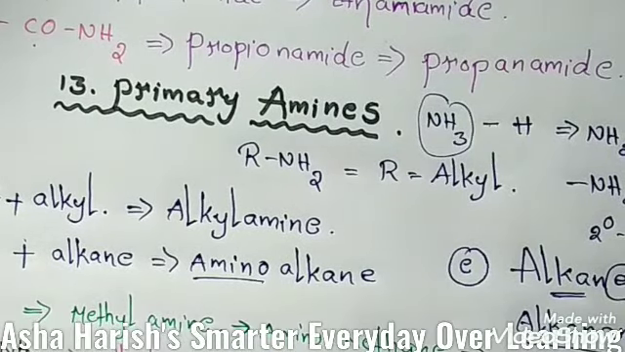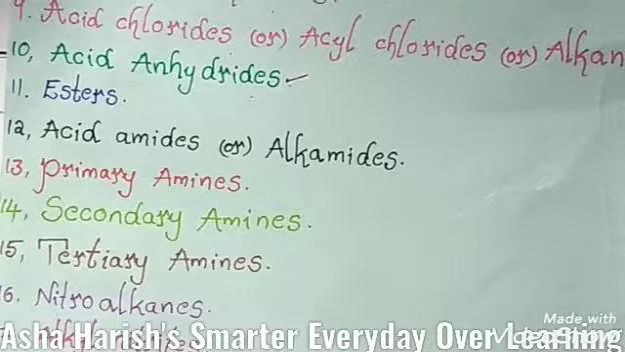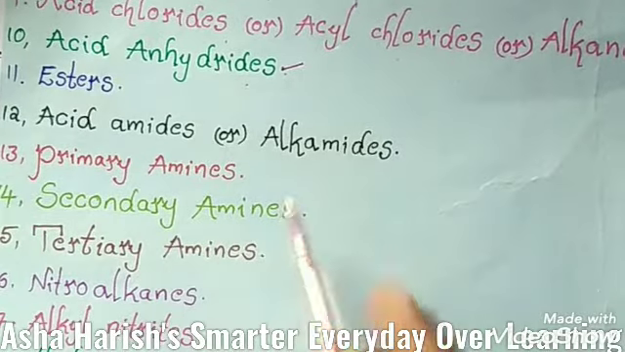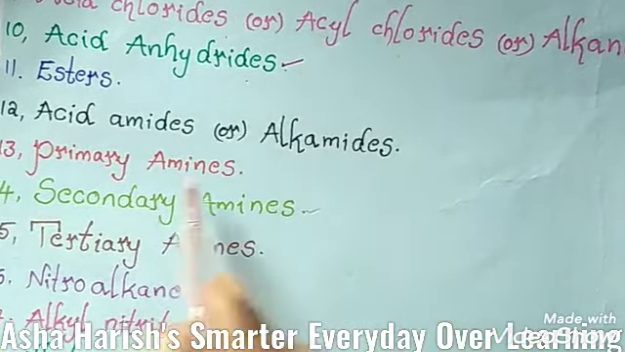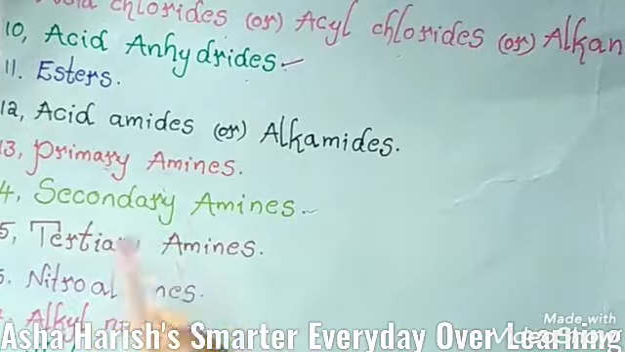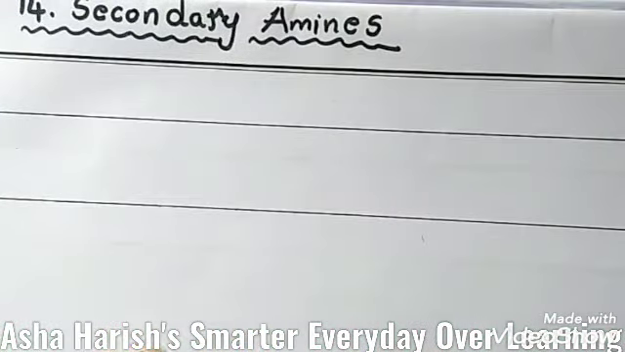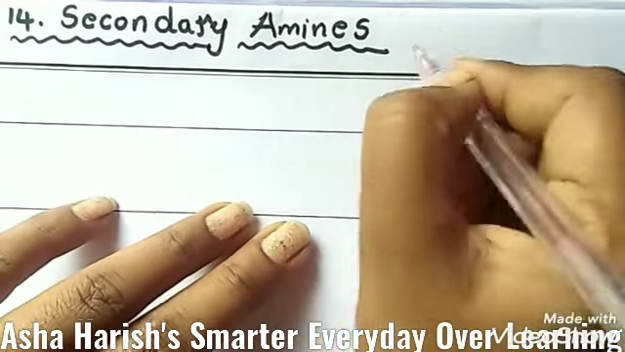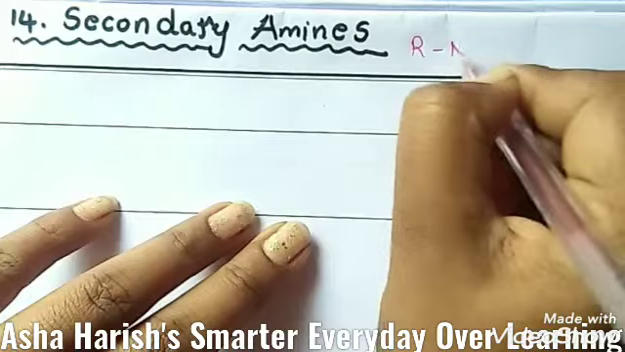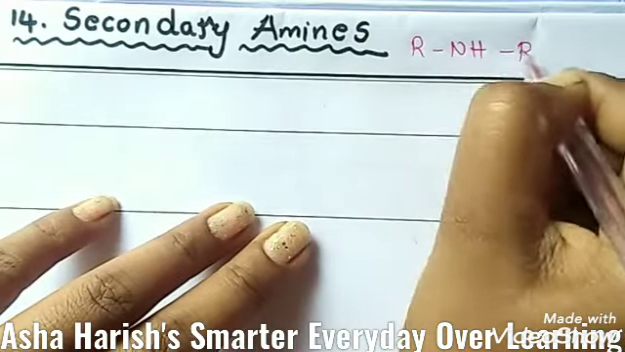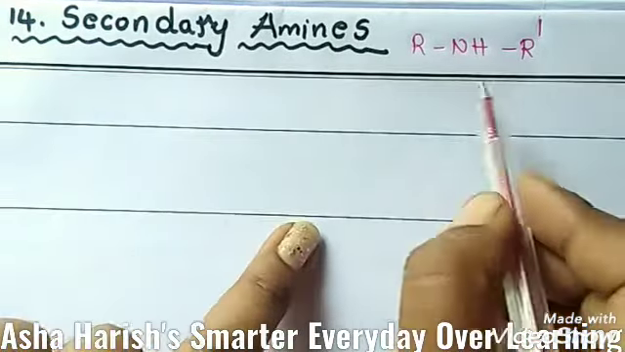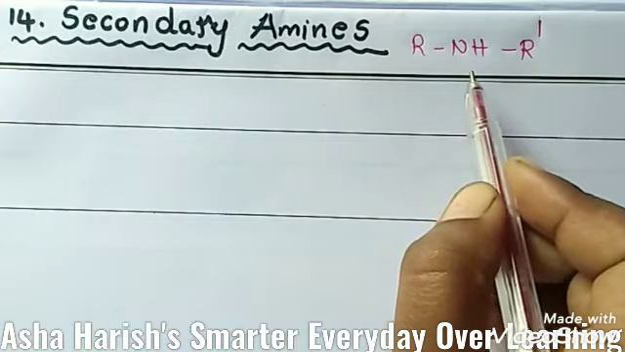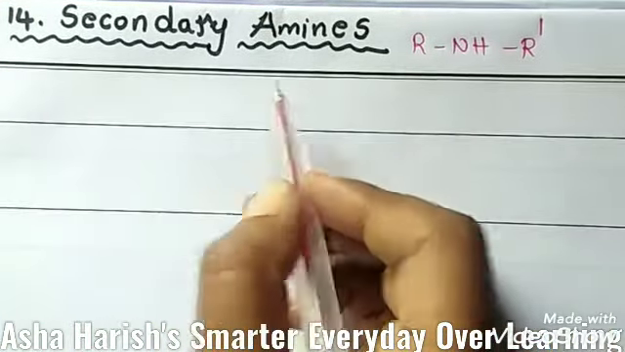And let's go for the next one, the 14th one, secondary amines. What we have about primary amines is completed, and now secondary amines. Right, secondary amines. The general formula for these secondary amines is R-NH-R'. Here students, why we get NH here: first of all you have to know the definition of these secondary amines.